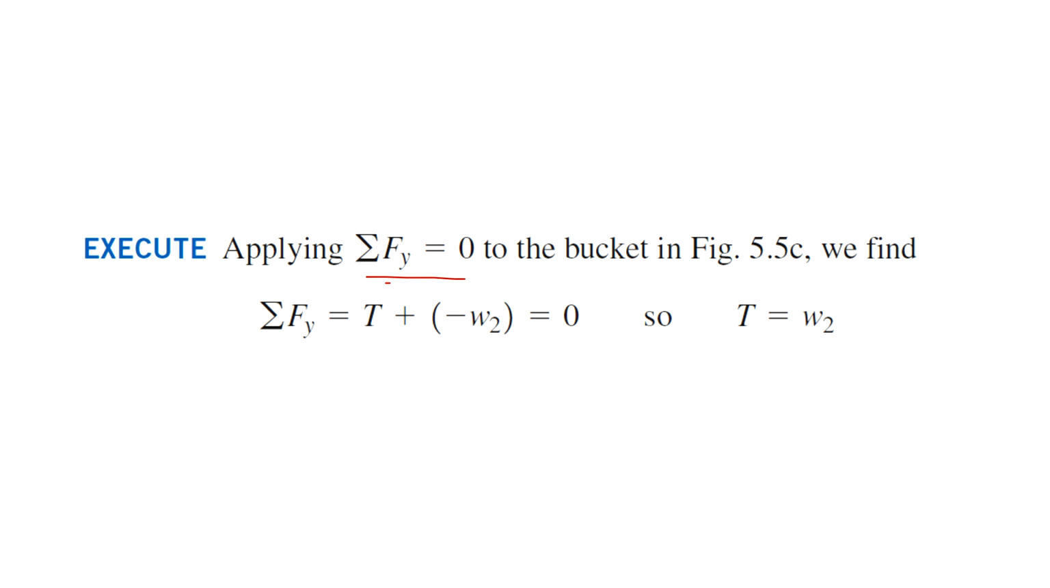So applying Newton's first law in the case of the bucket, which is going downwards, there are only y components of forces acting: tension along the upward direction and the weight W2 acting along the downward direction. So you should put a negative sign. You get T minus W2 equal to 0, or T equal to W2. Now let us solve for the cart system.